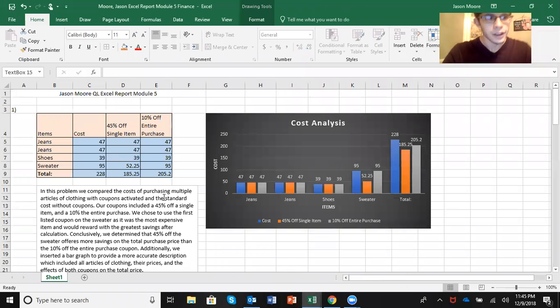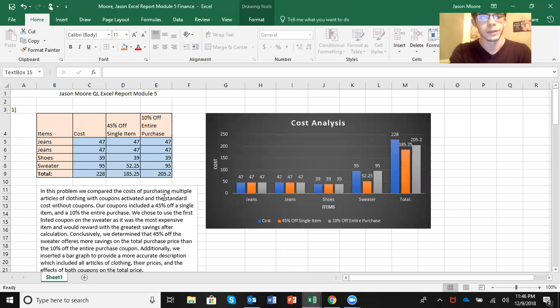Okay, so here we go with our first question. We are looking at a cost analysis between multiple different items of clothing, as well as buying all of them at once. So we're looking at a cost of 2 pairs of jeans, shoes, and a sweater. The jeans are both listed as $47, the shoes are $39, and the sweater is $95. And that all equals out to about $228.